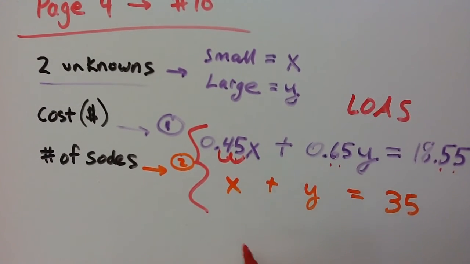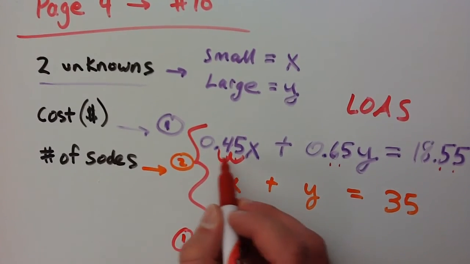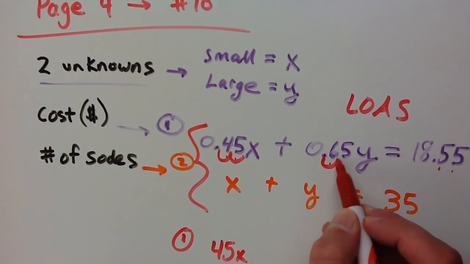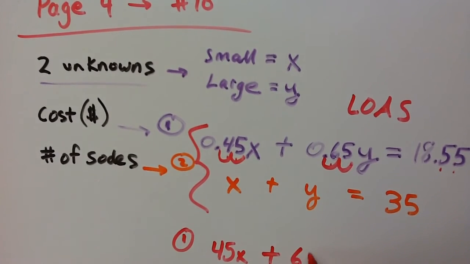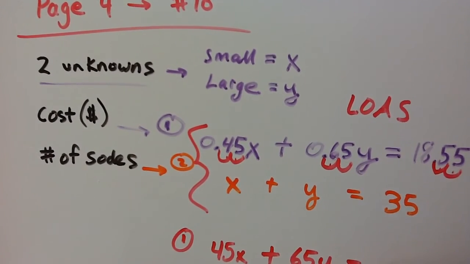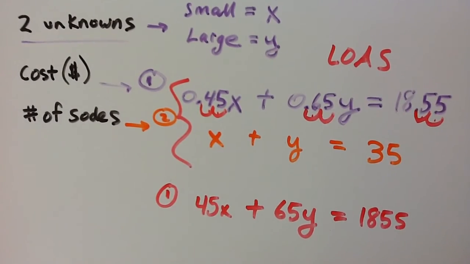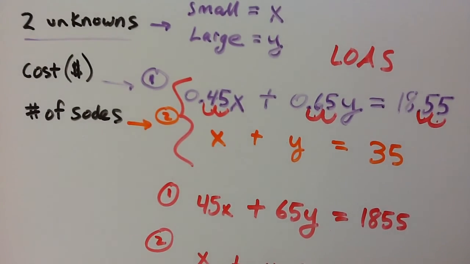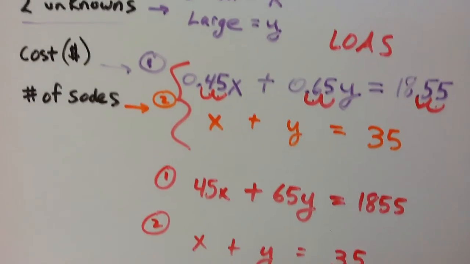So this is now equation 1: 45x. I go 2 places to the right, 1, 2, this is now positive 65y. I go 2 places to the right, 1, 2, this is now 1855. Okay, so I multiplied every term in the equation by 100, which is the same thing as moving the decimal 2 places to the right. My second equation will stay the same: x plus y equals 35. Now I basically did that to eliminate the decimals, so I don't have to deal with them.